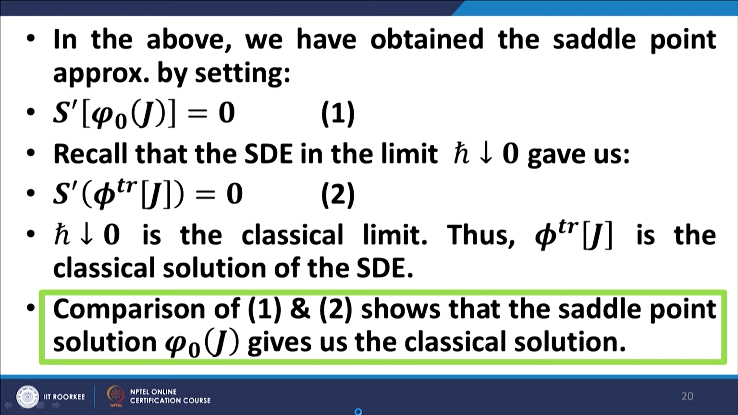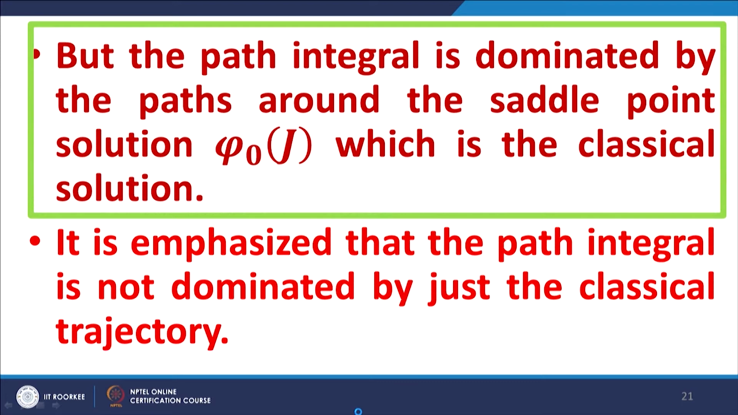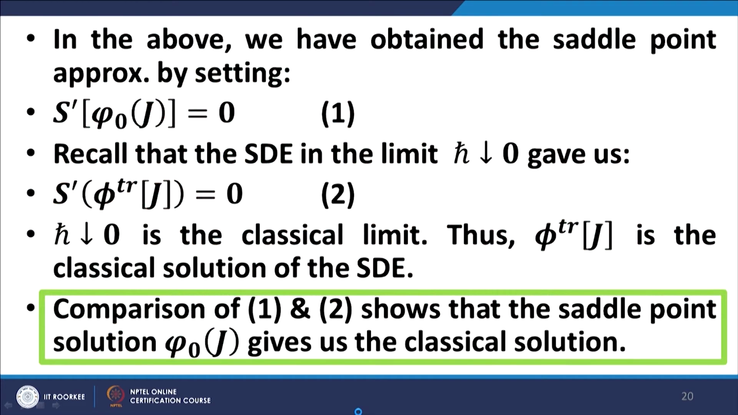If you compare 1 and 2, then what we find is that expression number 1 also gives us the classical solution. Now, the important thing that needs to be emphasized is that the classical solution of the path integral, or the classical trajectory, would be determined by equation number 1, that is one part, but this trajectory is only one of an infinite number of trajectories that constitute the entire path integral setup.